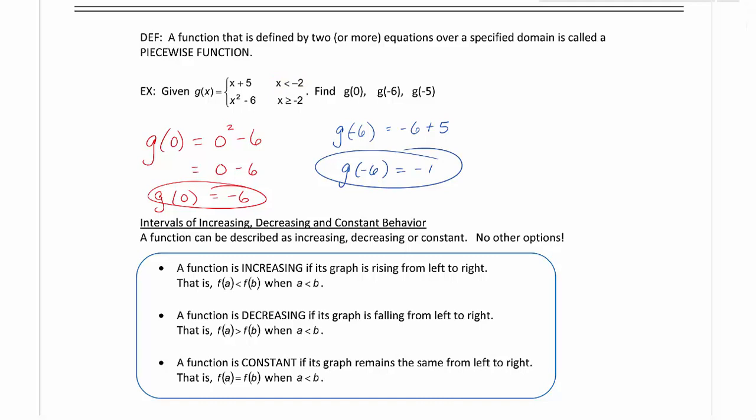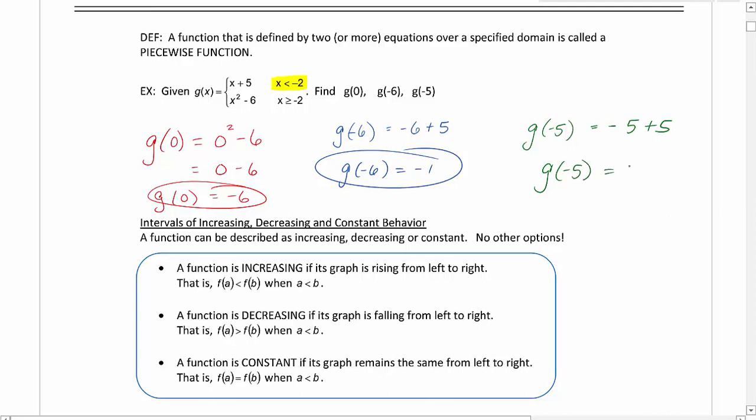And now lastly, we want to find g of -5. Figuring out which category it falls in, -5 is also less than -2, so we'll be using our top function, x plus 5. -5 plus 5, we get that g of -5 is equal to 0. That's how we evaluate a piecewise function.